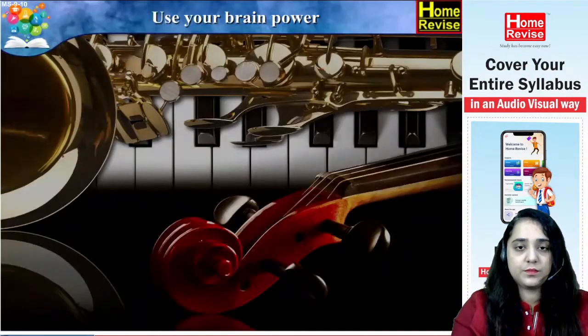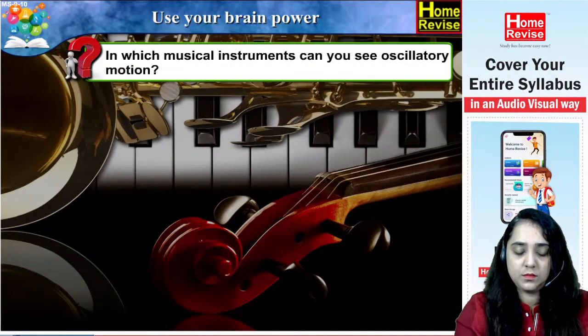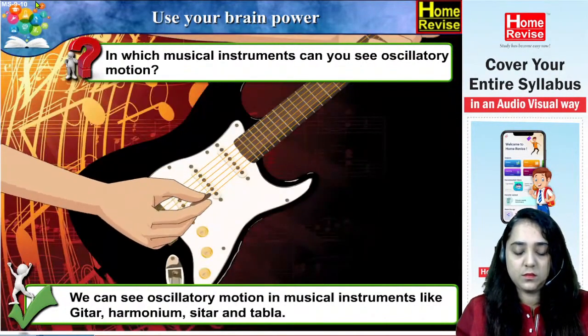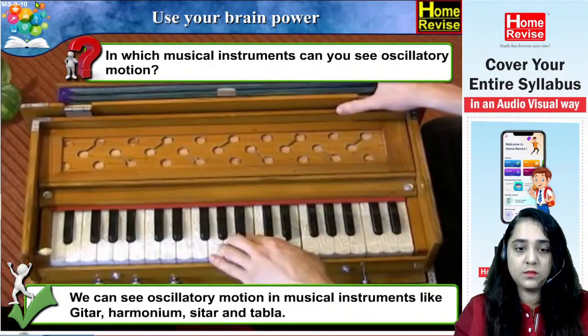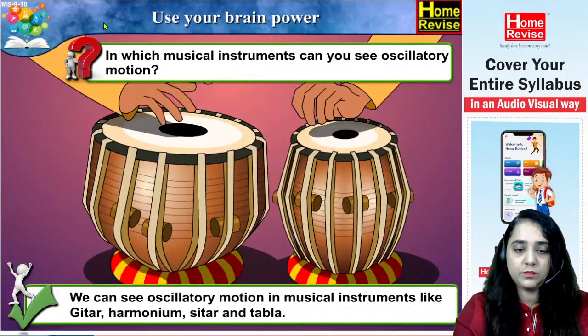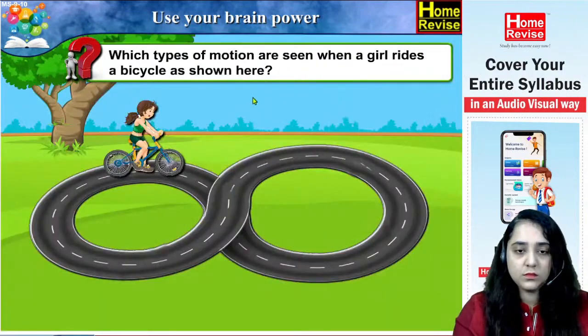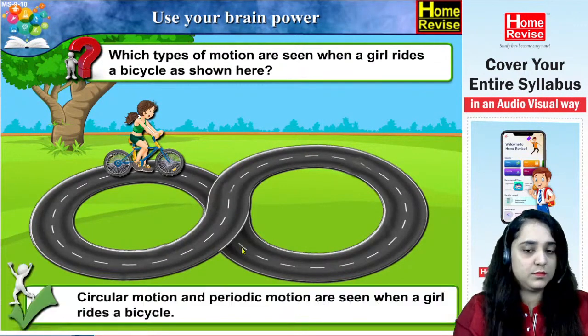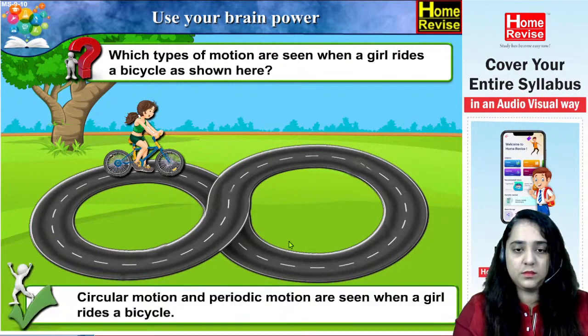Students, use your brain power. In which musical instruments can you see oscillatory motion? Answer: we can see oscillatory motion in musical instruments like guitar, harmonium, sitar, and tabla. Which types of motion are seen when a girl rides a bicycle as shown here? Answer: circular motion and periodic motion are seen when a girl rides a bicycle.